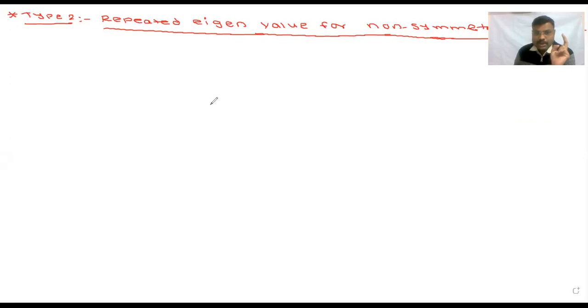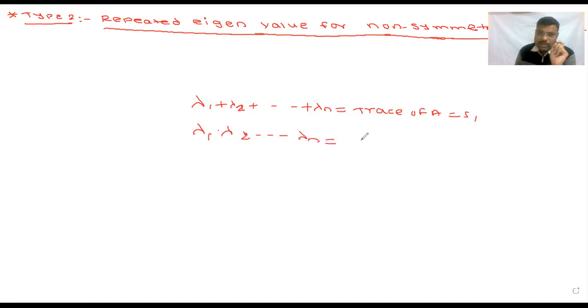What is the first property? Lambda 1 plus lambda 2 plus so on: sum of all eigenvalues is equal to what? Trace of A. That is S1. And simultaneously we check the product: lambda 1 into lambda 2 into so on lambda n is equal to the determinant of A. We check both cases.